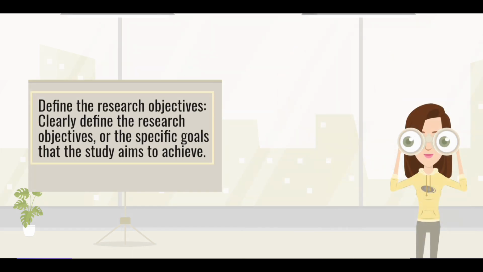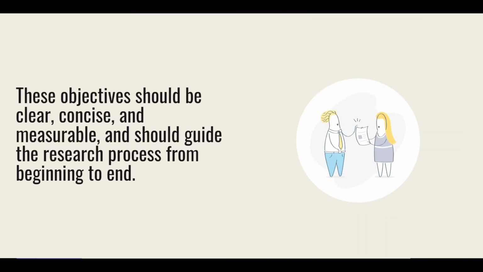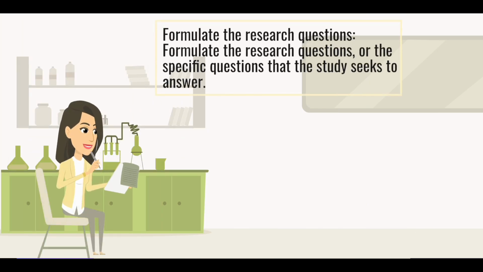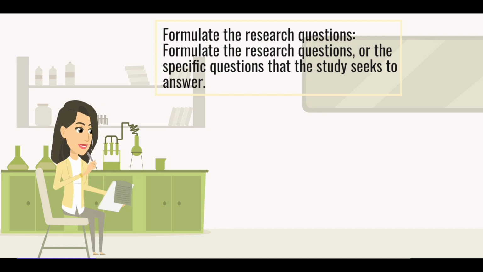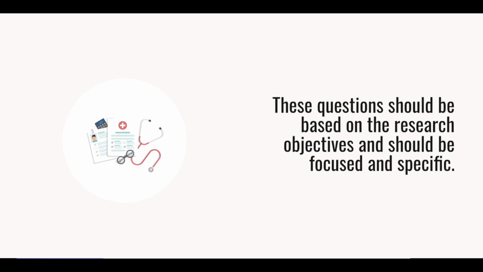Define the research objectives. Clearly define the research objectives or the specific goals that the study aims to achieve. These objectives should be clear, concise, and measurable, and should guide the research process from beginning to end. Formulate the research questions. Formulate the research questions or the specific questions that the study seeks to answer. These questions should be based on the research objectives and should be focused and specific.